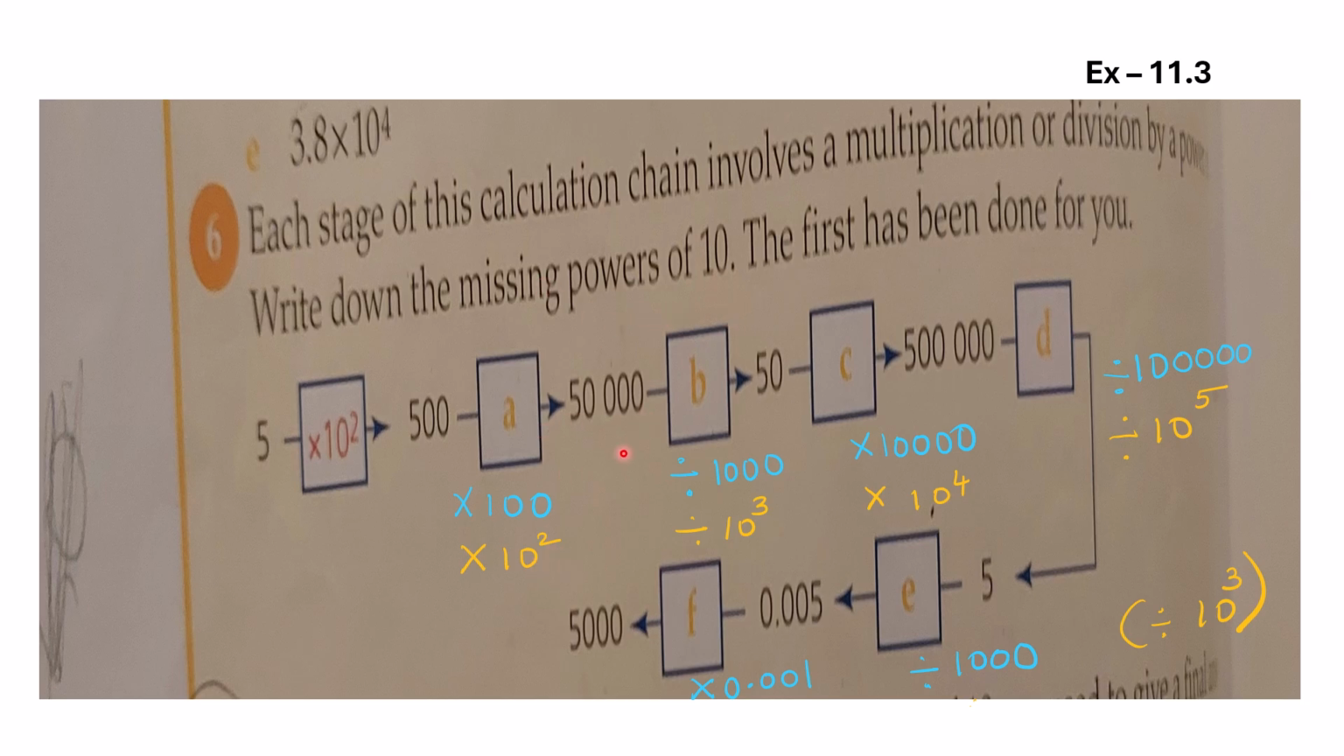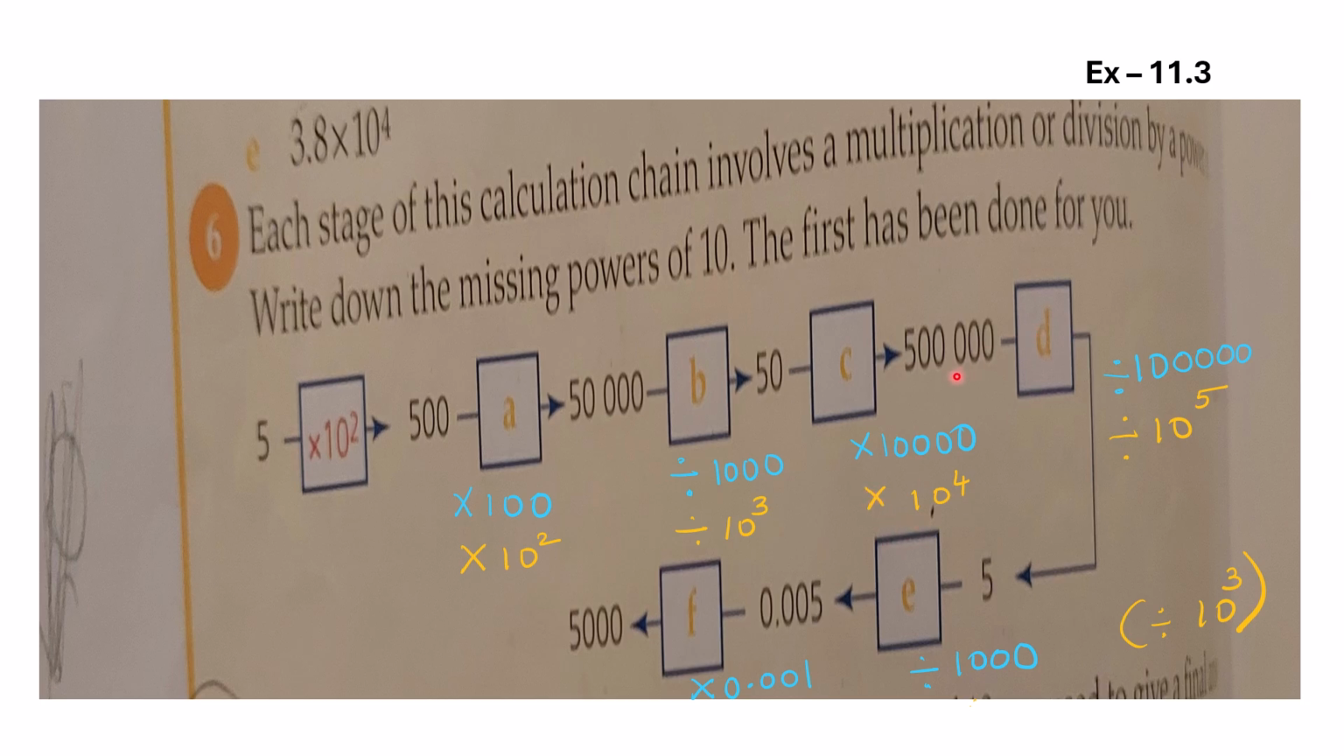Okay, now 50,000 divided by 1000, which gives 50. Now 1000, how can we write as a power of 10? That is 10 cube. Okay, now 50 into 10,000, which gives 500,000. So 10,000, how can we write? That is 10 power 4. What operation is here? It's a multiplication.